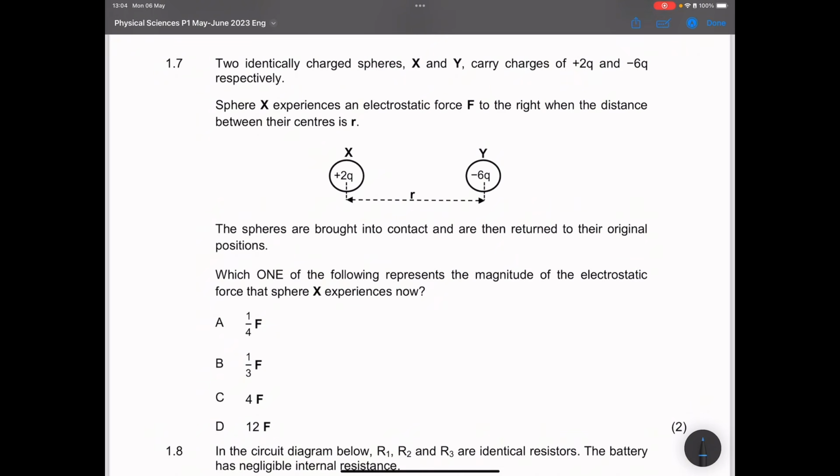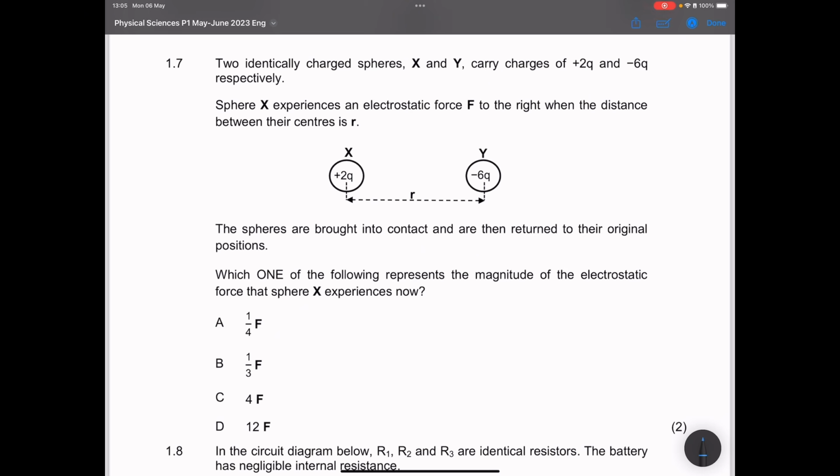They say we've got two identical charged spheres, X and Y, that carry charges 2Q and negative 6Q respectively. They say sphere X experiences an electrostatic force F to the right when the distance between their centers is R. Now they say the spheres are brought into contact and then returned to their original positions. Which one of the following represents the magnitude of the electrostatic force that sphere X experiences now?